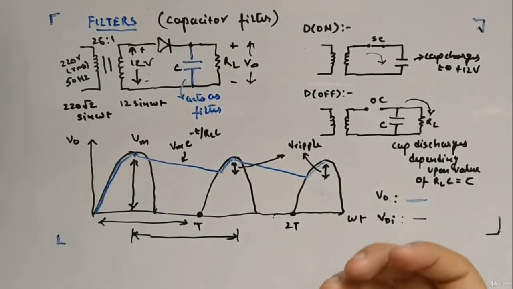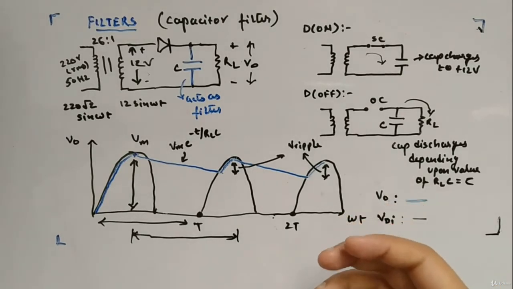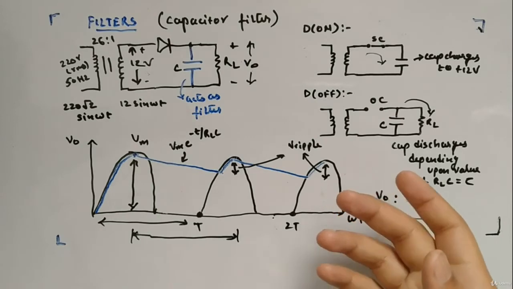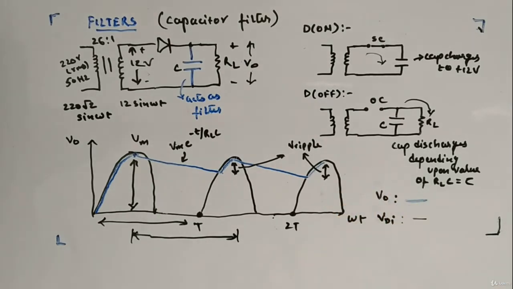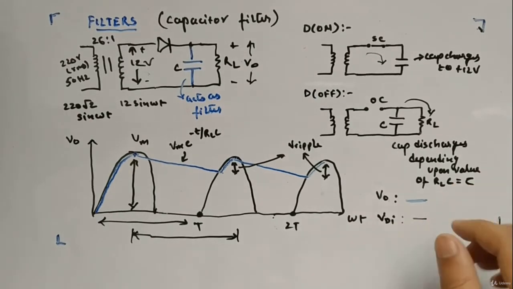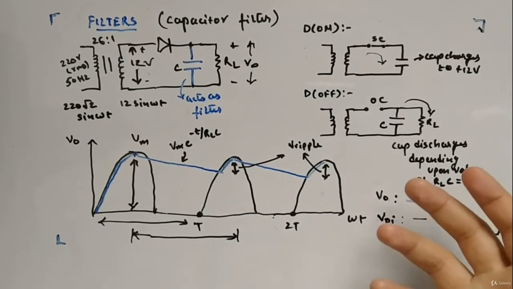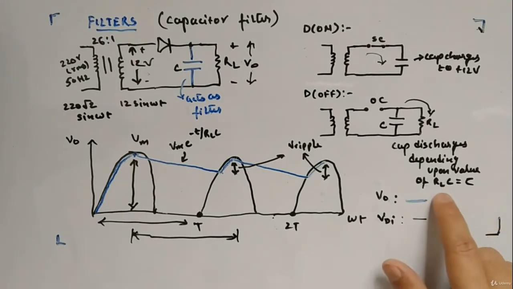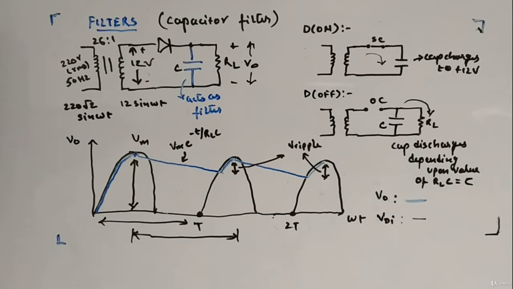The time constant is a numeric value which tells you how fast or how slow the capacitor will discharge. If tau is very high, it means it will take too much time to discharge, and if tau is very less, it means it will discharge very fast. That is what it means, and it depends upon both the load as well as the value of the capacitor. So this is how it will function. In the positive half cycle the capacitor will charge, and in the negative half cycle the capacitor will discharge. Simple.